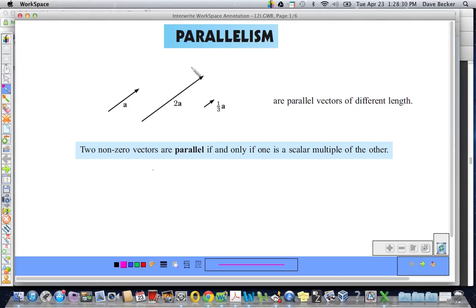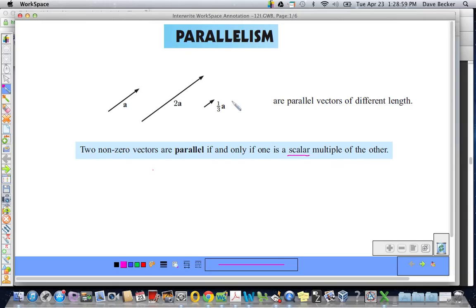Talking about parallelism, okay? And all that means is vectors that are parallel. So if I have a vector A, I can have vectors parallel to it that are of different lengths. In other words, 2 times A or 1/3 times A are still parallel to vector A. So two non-zero vectors are parallel if and only if one is a scalar multiple of the other.